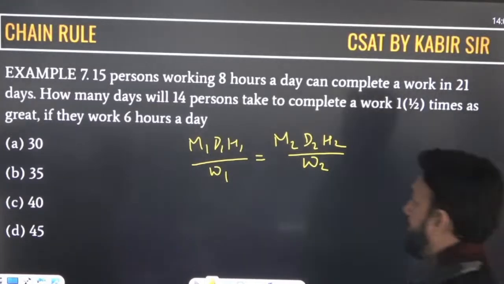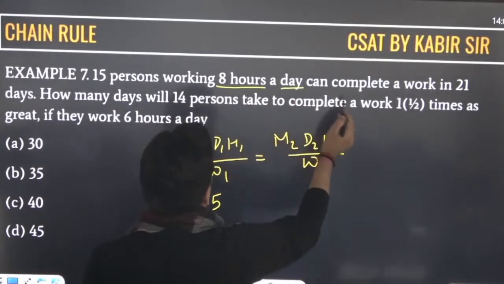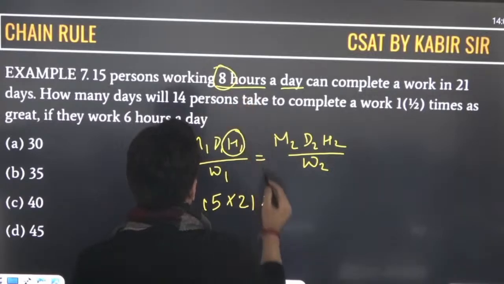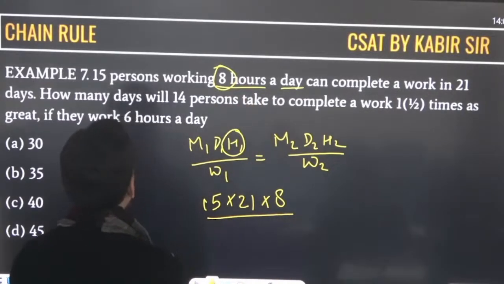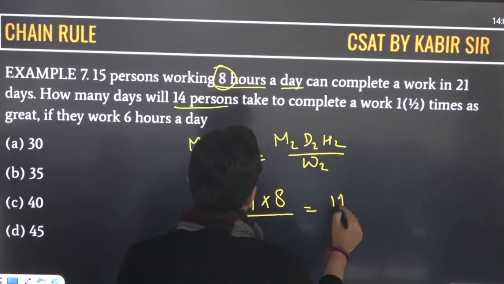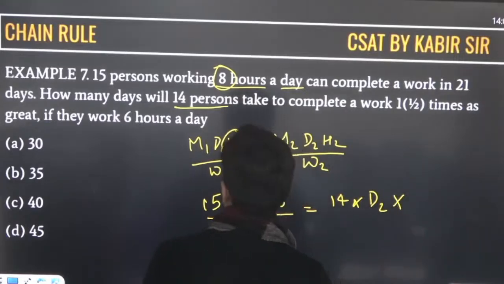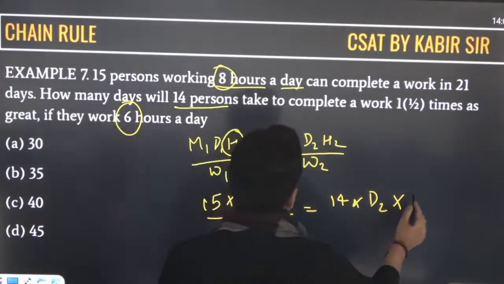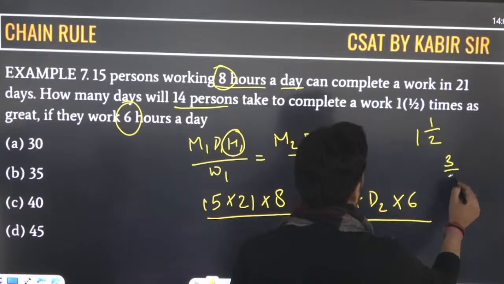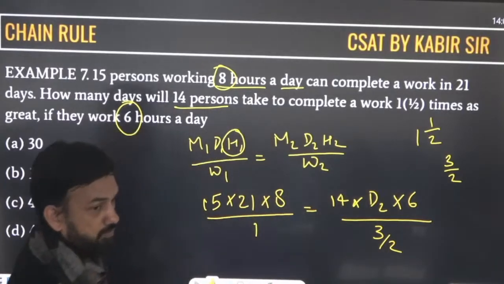M1 is how much? 15. 15 men working 8 hours a day can complete a work in 21 days. So they are taking a total of 21 days, working 8 hours. So they are able to complete the work. How many days will 14 men take? Hours is 6 hours. The work is 1 and 1 by 2, it means this is 3 by 2. Right? The work is 3 by 2. Here the work is 1.